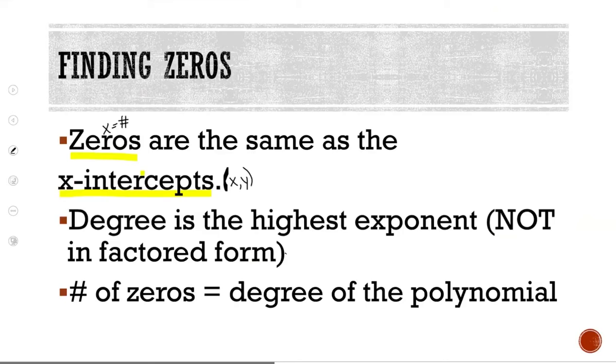All right, the next term that we need is the term degree. And the degree is equal to the highest exponent in the problem, as long as your problem is not factored. Okay, so we mean when the thing is multiplied out, the degree is the highest power.